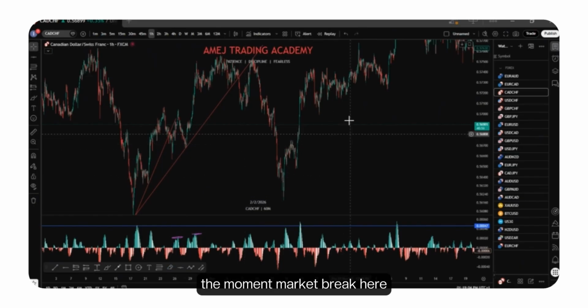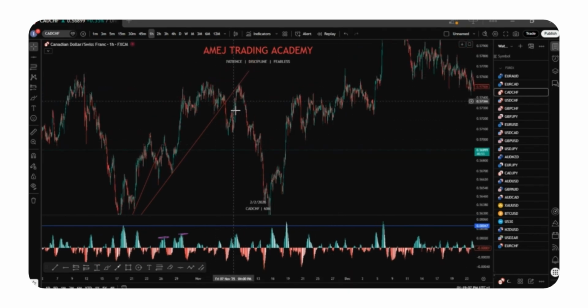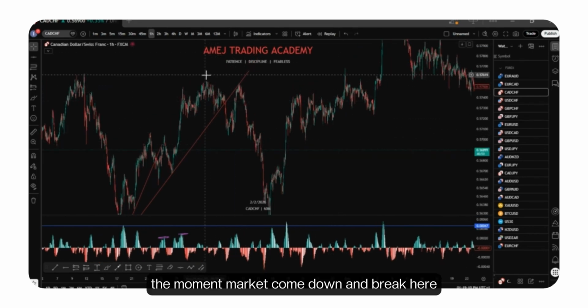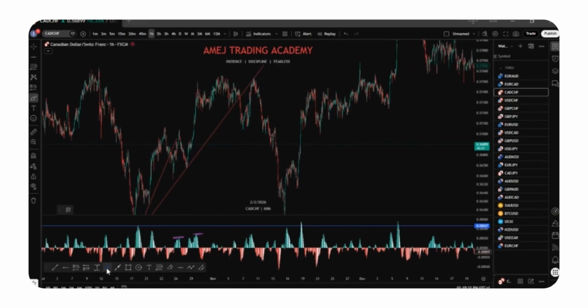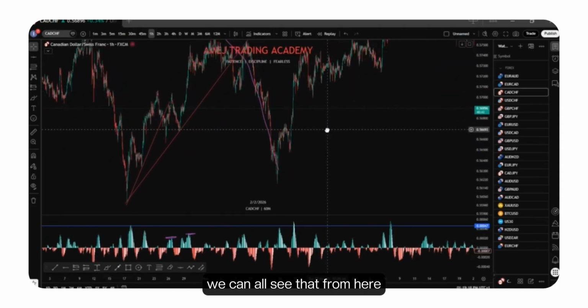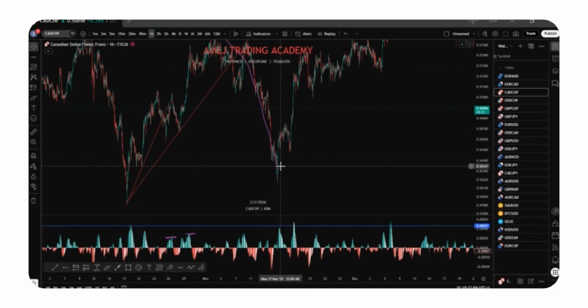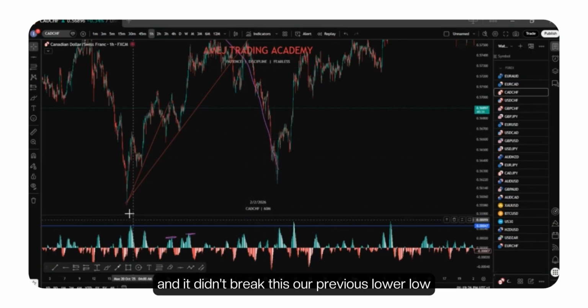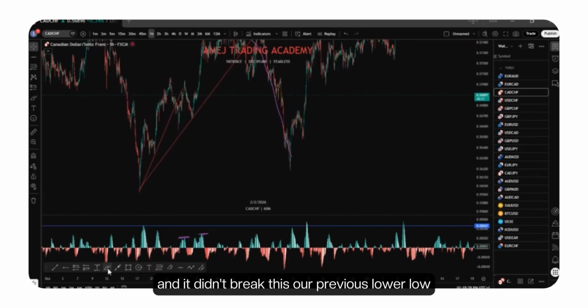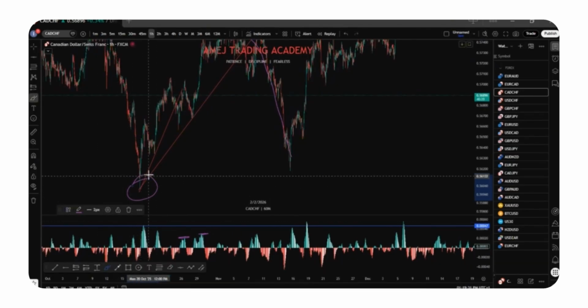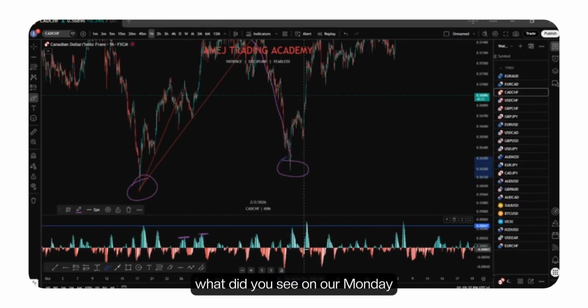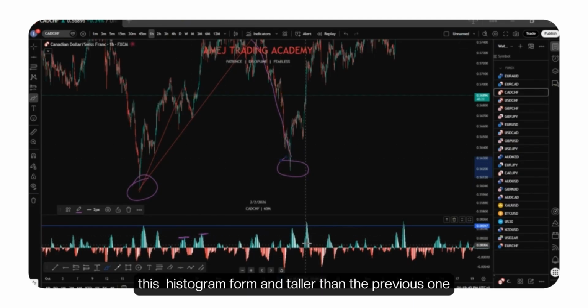The moment the market comes down and breaks here, you can all see that from here, the market came and it didn't break our previous lower low. This is where the market stopped. What did you see on our MACD, this histogram? This histogram formed taller than the previous one.